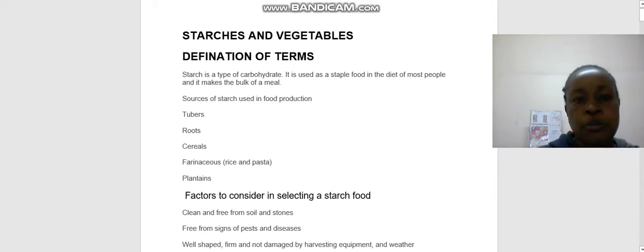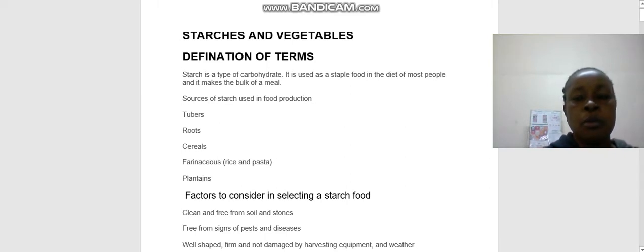First, we are going to define the term carbohydrates, which is a starch. Starch is a type of carbohydrate. It is used as a staple food in the diet of most people, and it makes the bulk of a meal. What are the sources of starch? Starches are found in tubers, in roots, in cereals, in farinaceous dishes like rice and pasta, and in plantains.